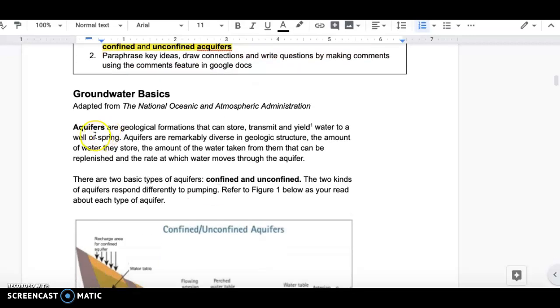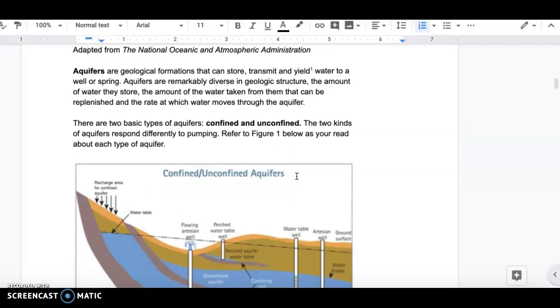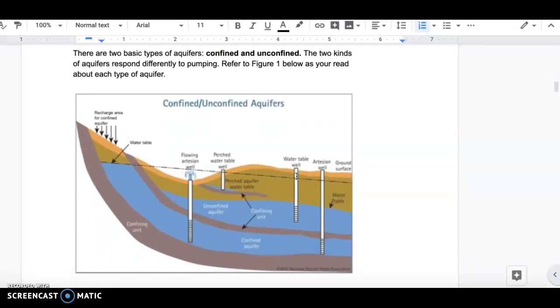Groundwater basics. Aquifers are geological formations that can store, transmit, and yield water to a well or a spring. Aquifers are remarkably diverse in geological structure, the amount of water they store, the amount of water taken from them that can be replenished, and the rate at which water moves through the aquifer. There are two basic types of aquifers, confined and unconfined. The two kinds of aquifers respond differently to pumping. Okay, let's highlight that.